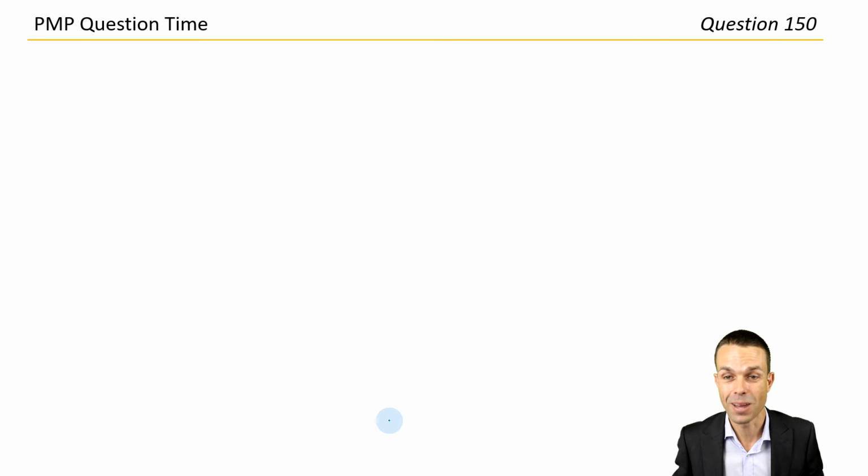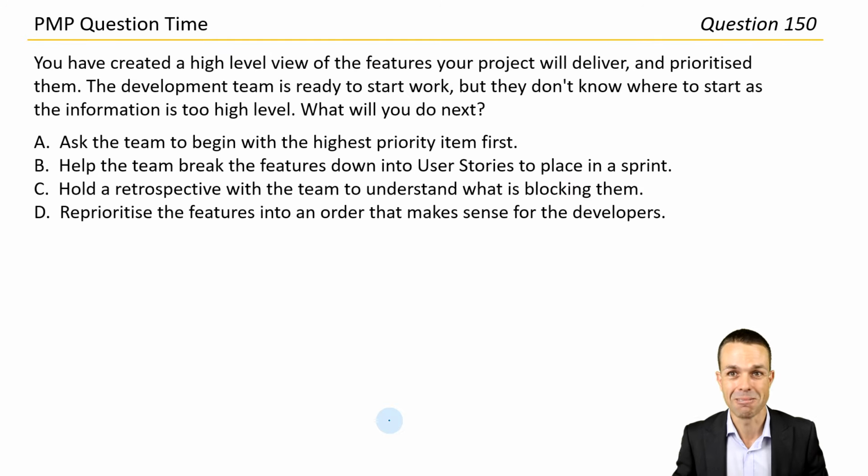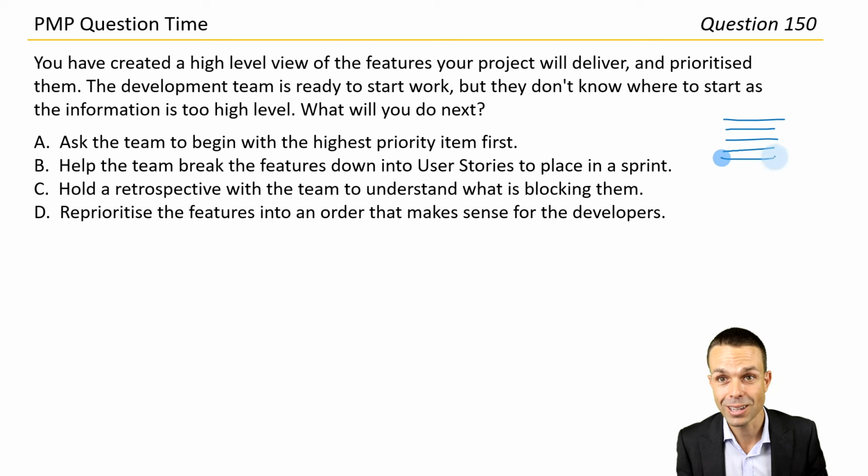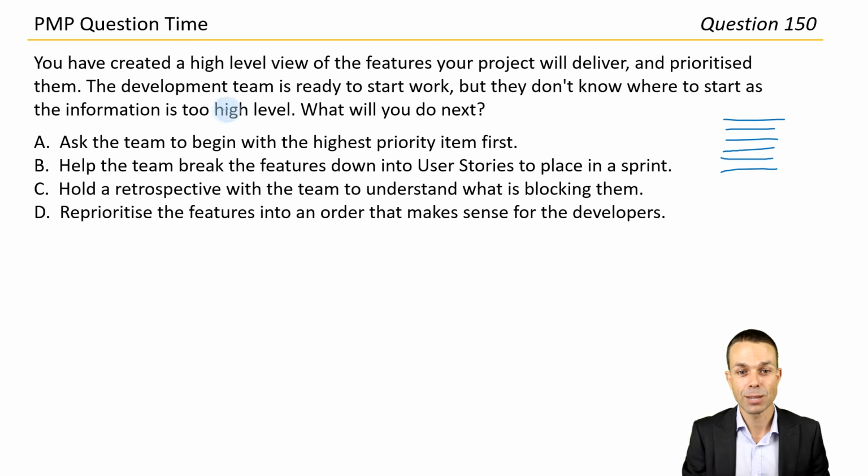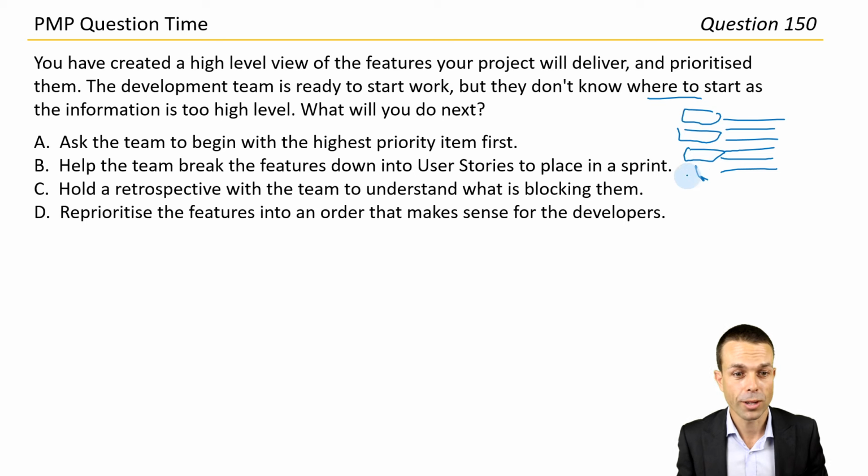And you did it. You've made it to the last question. Let's do this. Hopefully it's not too hard because you deserve a nice easy one after all of this work. Let's see what we have. You've created a high-level view of the features your project will deliver and prioritize them. Prioritized product backlog, as we know. The development team is ready to start work, but they don't know where to start as the information is too high level. These features are too high level. We need to break them down. What will you do next?